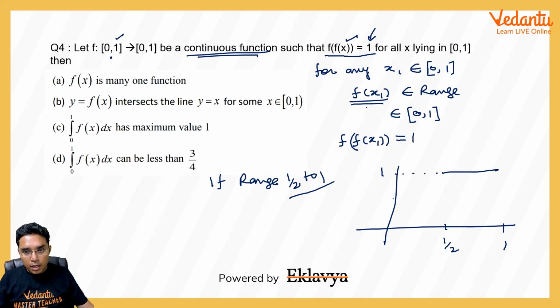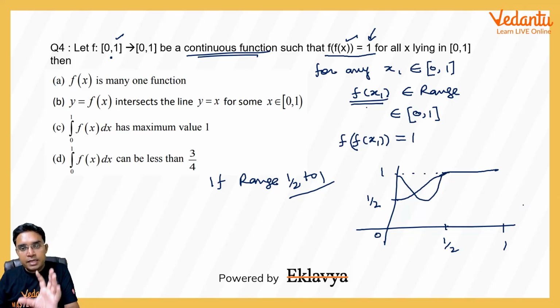And for those x between 0 to half, the value will be between half to 1, but this graph may go like this also. All values for x between 0 to half may not be 1, they may be some other values also, and because the range is half to 1, it may go like this, or maybe it may go like this also. Okay, so this is something that we have to understand for this question, that this will have one value at multiple x. So we can conclude it has to be many one.